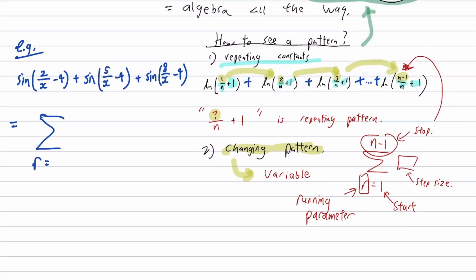What's the repeating constant? Minus 4, minus 4, minus 4. And sine, sine, sine, so definitely need a sine. So I definitely need a minus 4 in the bracket. What else? Divide by x, divide by x, divide by x, so I definitely need a divide by x. Then what's changing? The numerator: 2, 5, 8, right? So is it just an r here?